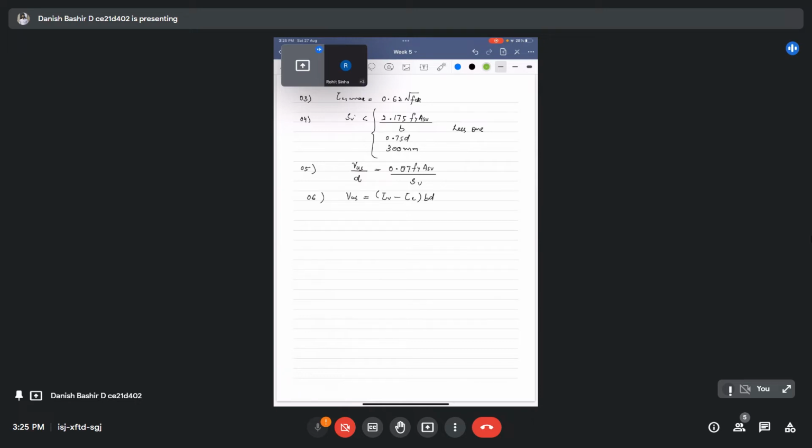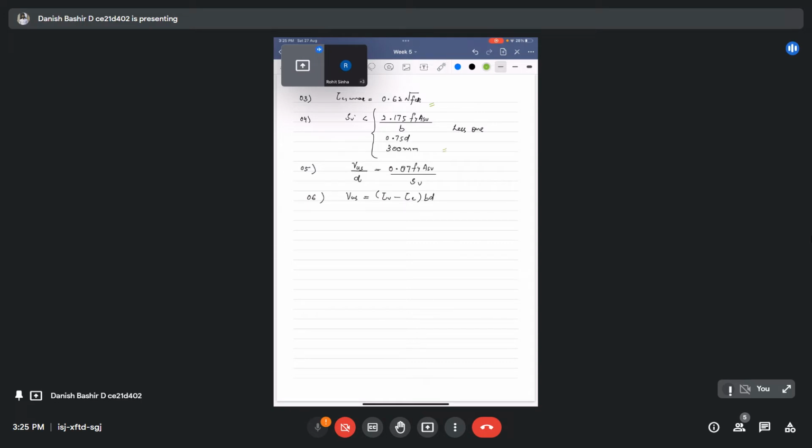Another formula that we will be using is tau c max. Tau c max is the maximum shear strength of our concrete. It is given as 0.62 under root fck. It only depends upon the grade of the concrete that we are using. It's the maximum shear stress that our concrete can resist without having any shear reinforcement.